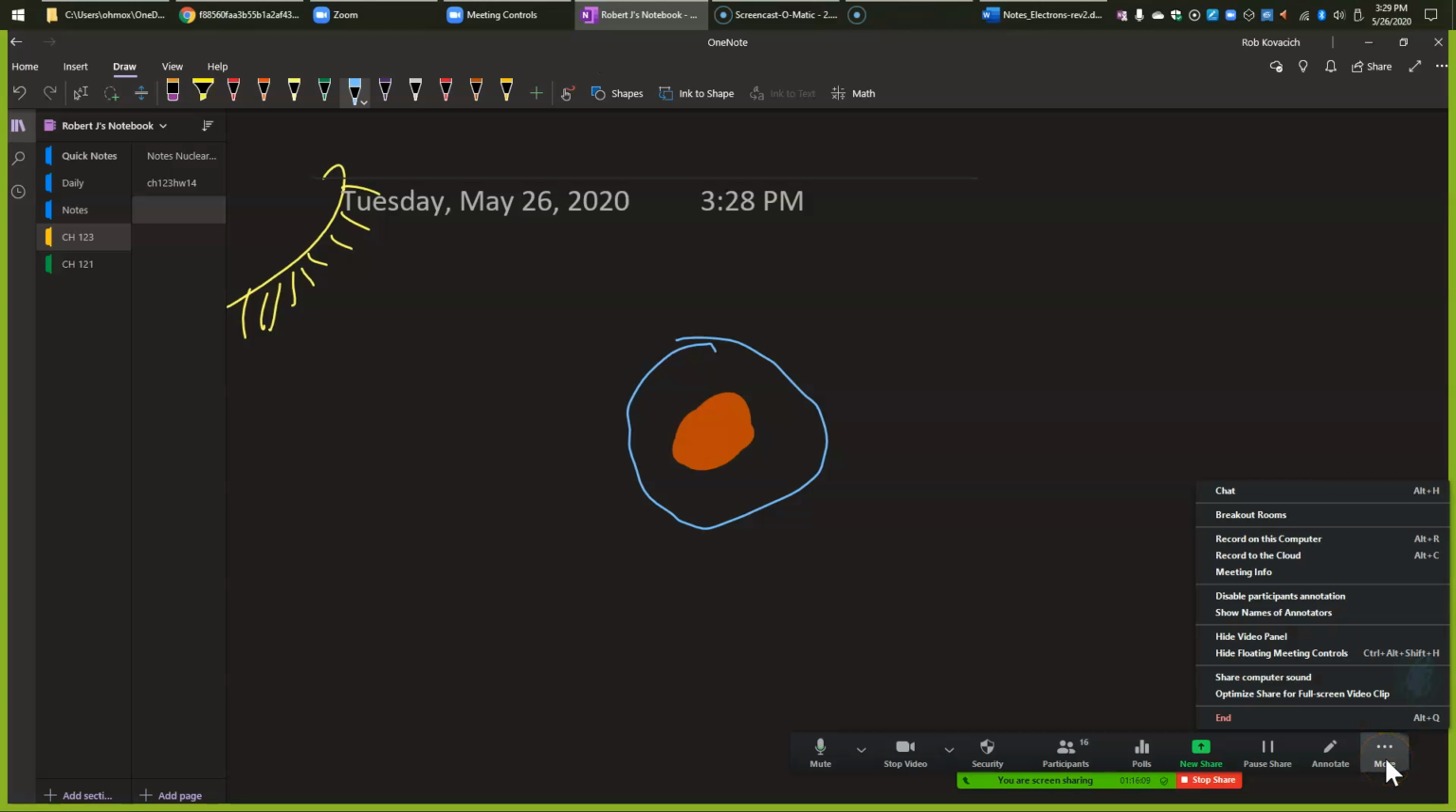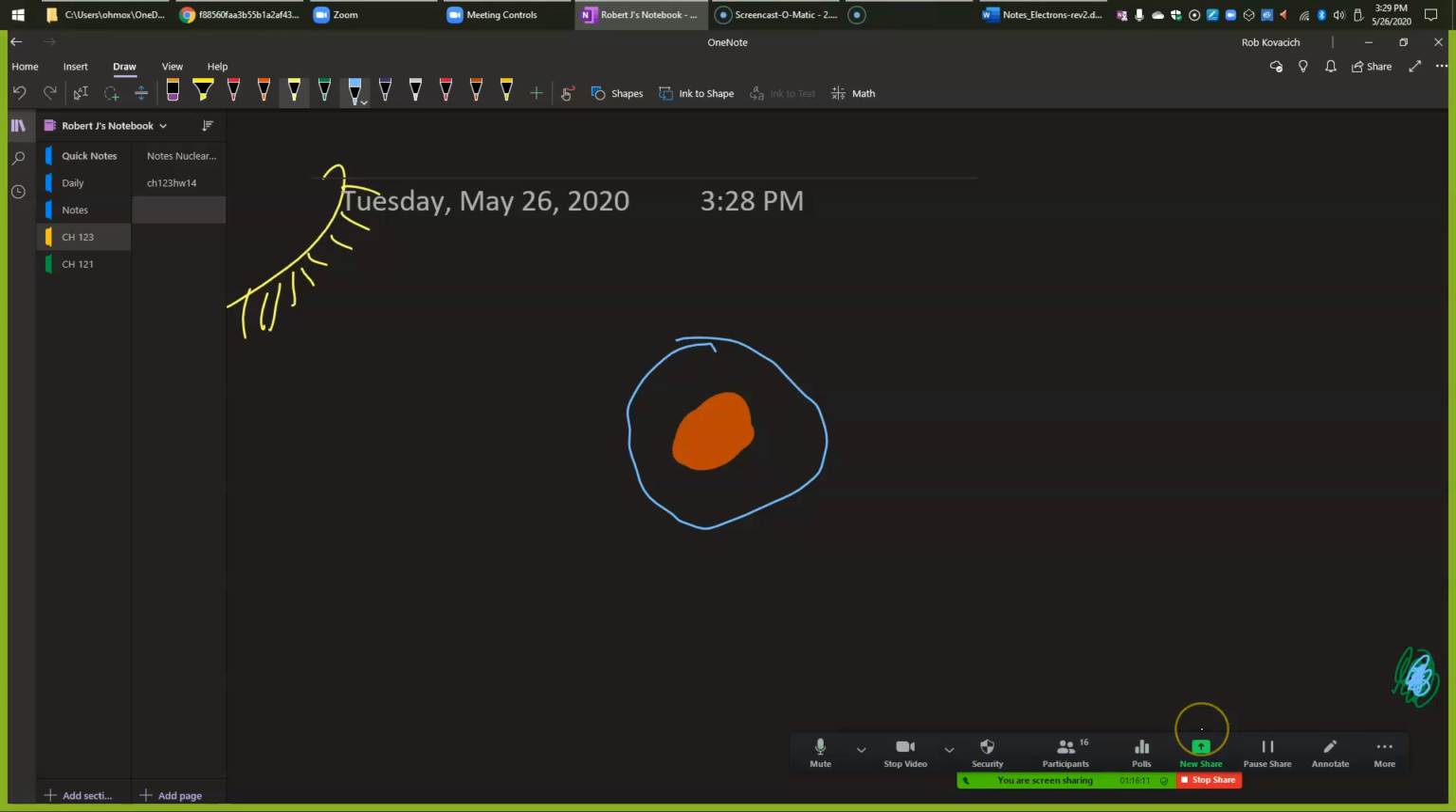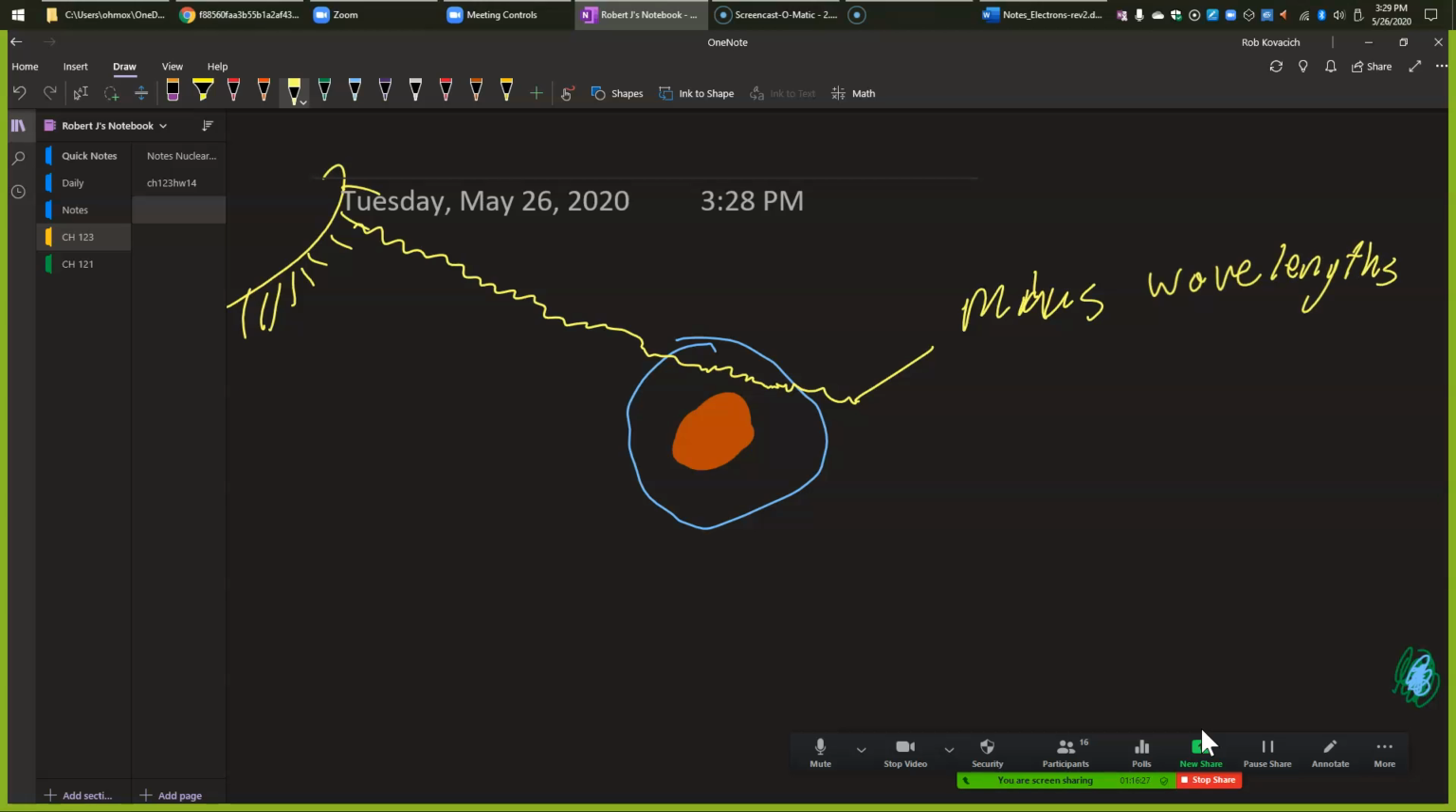Okay? So this sun is producing regular white light. And it goes through this atmosphere, and then it comes to us, minus some wavelengths. So why is this interesting?